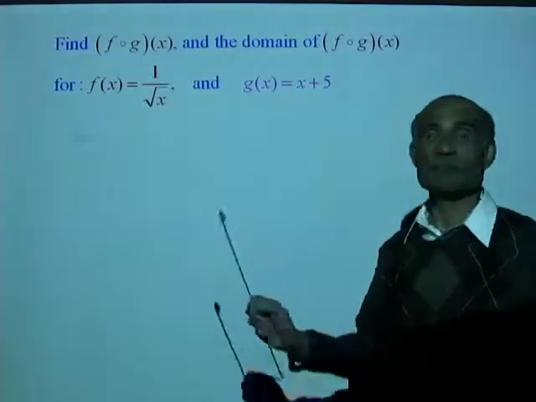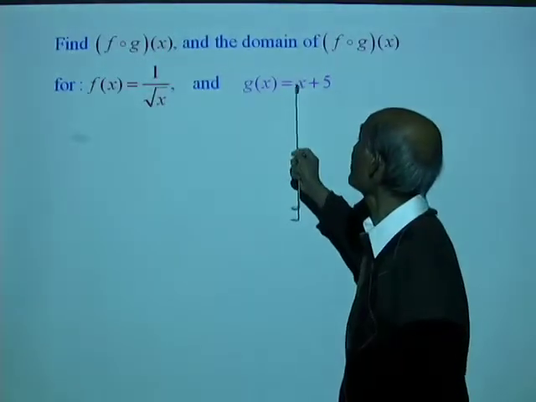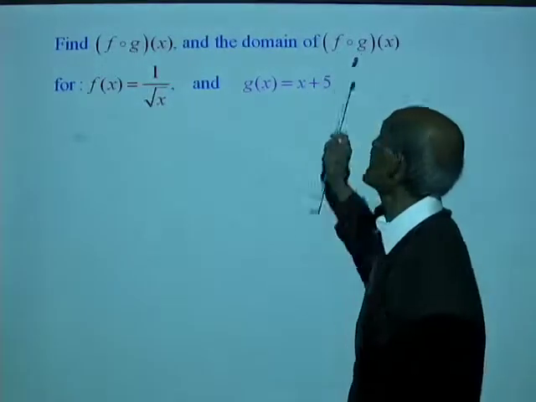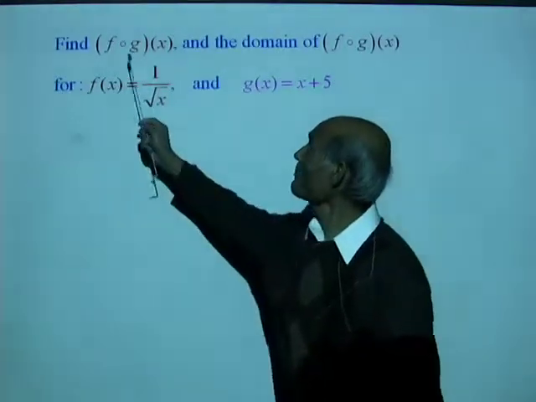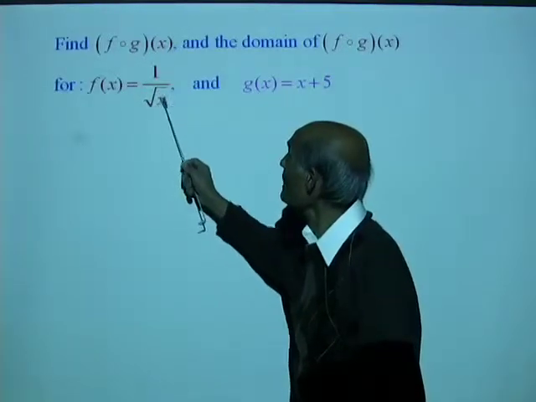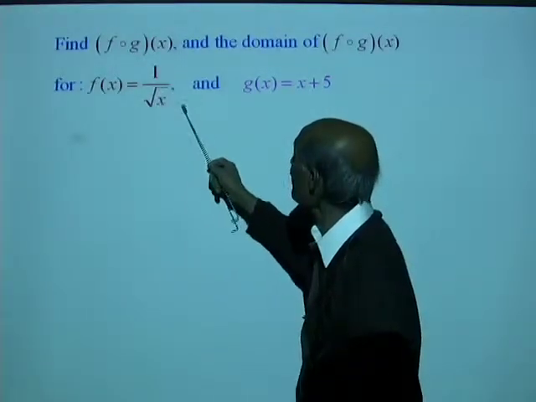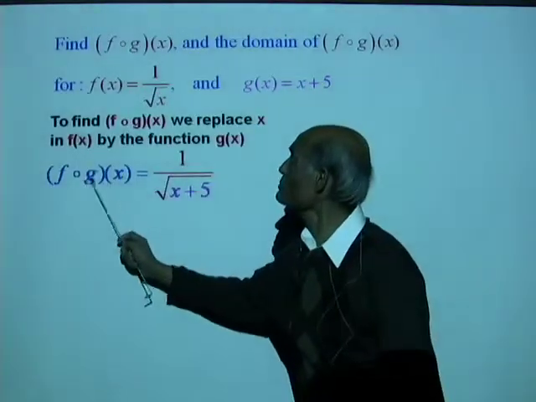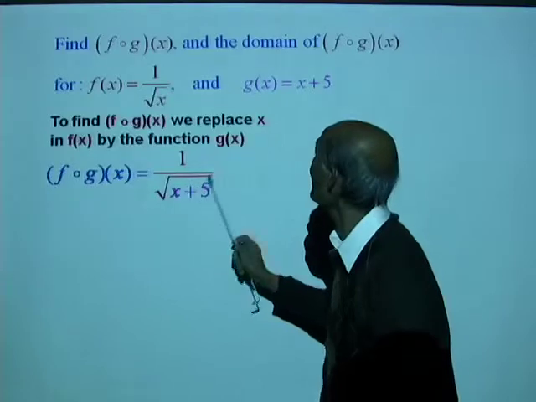Let's try another one. This time we have f of x equal to 1 over square root of x, and g of x is x plus 5. Find f of g and the domain of f of g. I'm sure you can do that now on your own. To find f of g, what do you do? In the function f of x, replace your x by what g of x is. So this x will be replaced by x plus 5. All right, so f of g of x is 1 over, look at this, in place of x I have x plus 5.